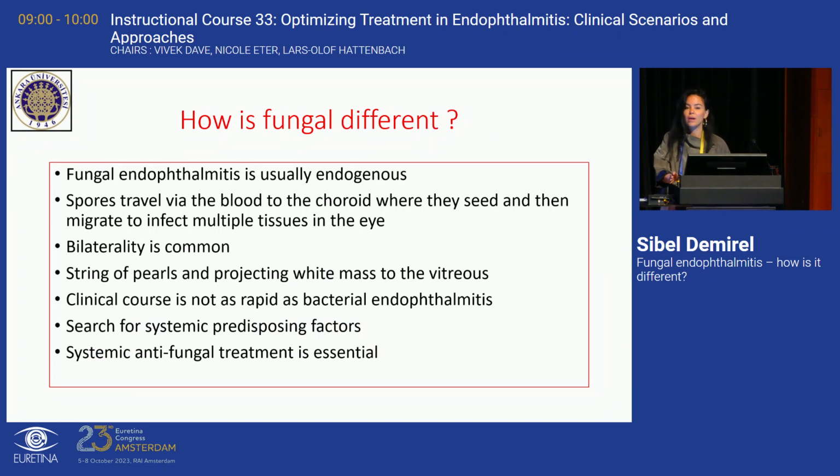As a summary, fungal endophthalmitis is usually endogenous. Spores travel via the blood to the choroid, seed there, and migrate to other places like the retina and vitreous. Bilaterality is common because it's mostly endogenous. String of pearls and a projecting white mass into the vitreous are typical for Candida cases. The clinical course is not as rapid as bacterial endophthalmitis. Please search for systemic predisposing factors because the patient is probably ill. Systemic antifungal treatment is essential, in contrast to bacterial endophthalmitis.